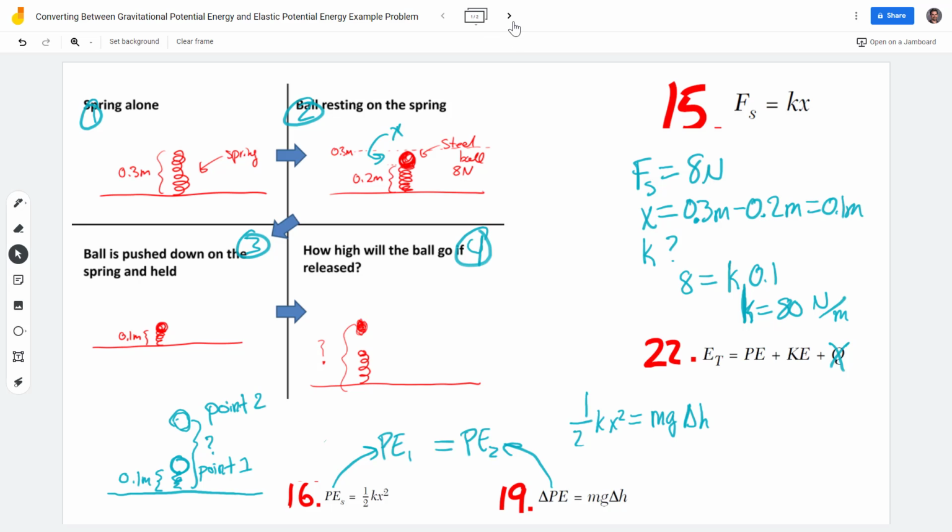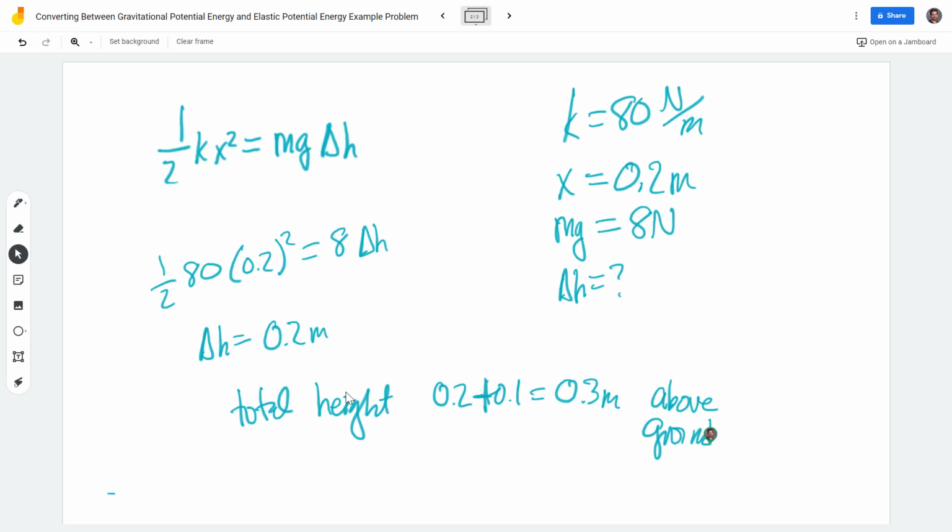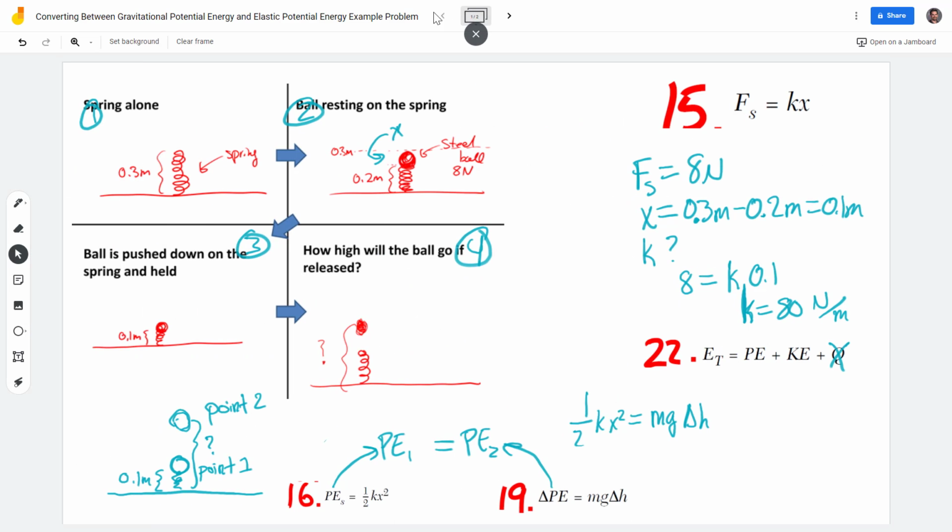Yes, you're right. So the delta h is that. So the total height is 0.2 plus 0.1. So it's 0.3 meters above the ground. Right, because delta h was that right there.